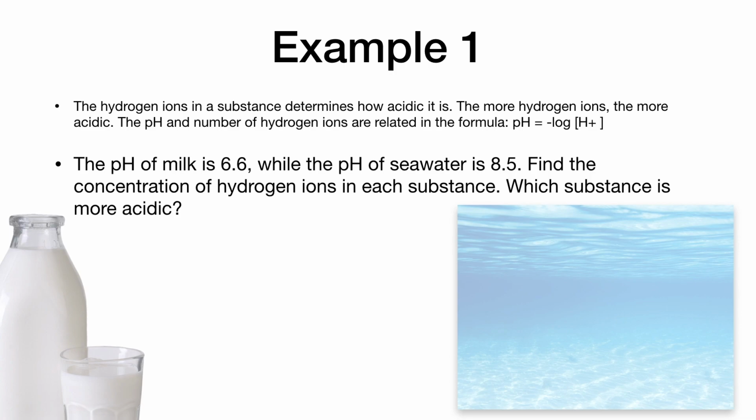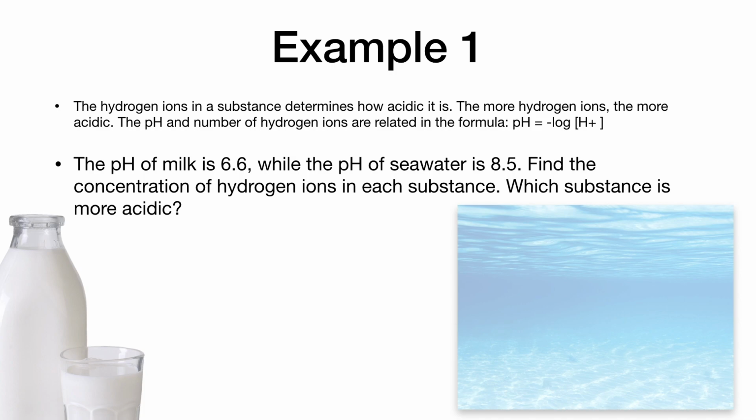Okay, for our first question, here's what we have. The hydrogen ions in a substance determine how acidic it is. The more hydrogen ions, the more acidic. The pH and number of hydrogen ions are related in the formula: the pH is equal to negative log of the hydrogen ions. So we'll see what happens there.